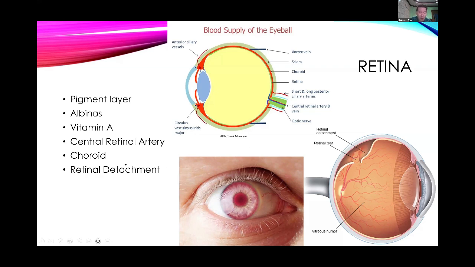Because you have the choroid. This choroid can give you temporary blood supply, but it is the central retinal artery that is the most important. So if there's a retinal detachment and it is not addressed properly, you can have permanent blindness, okay?